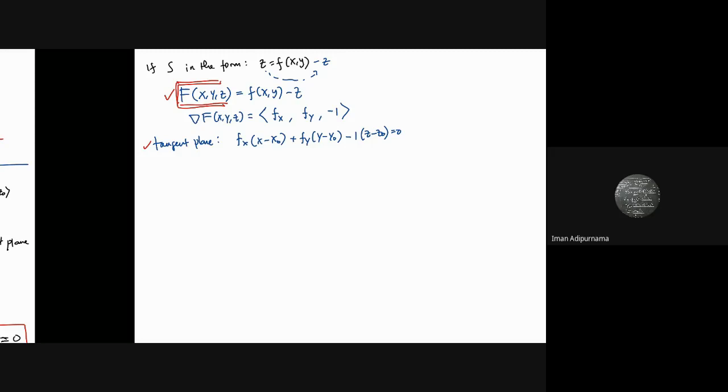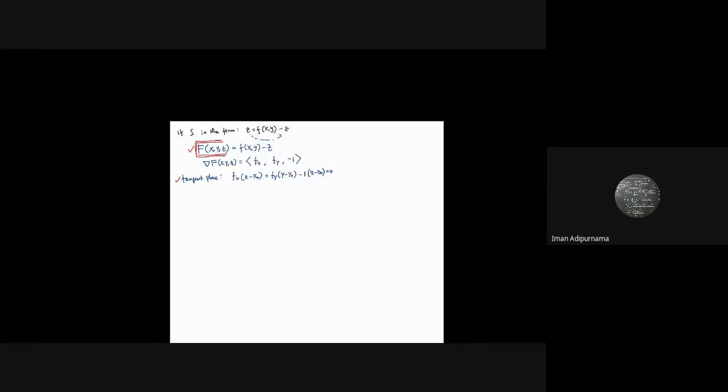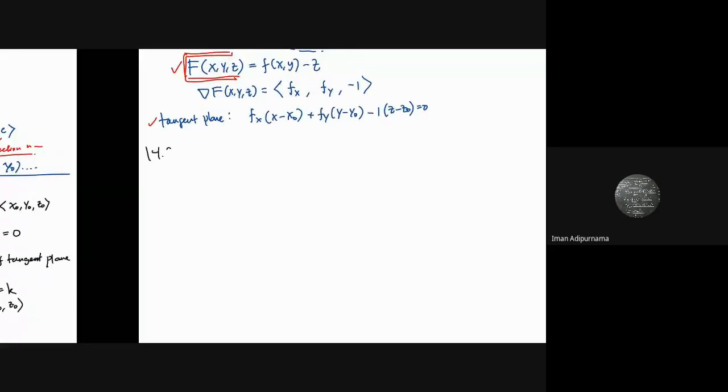I think there are some notes at the last section on 14.6, but I think that is pretty similar to what we have learned before, so I will skip that. And I will now focus on 14.7, which is the max and min values.